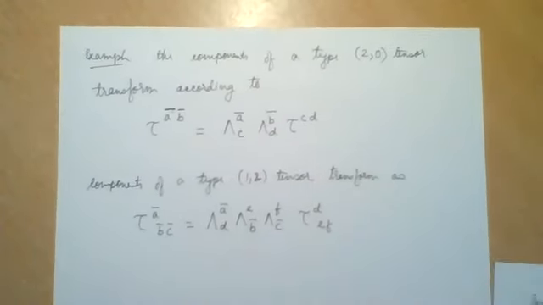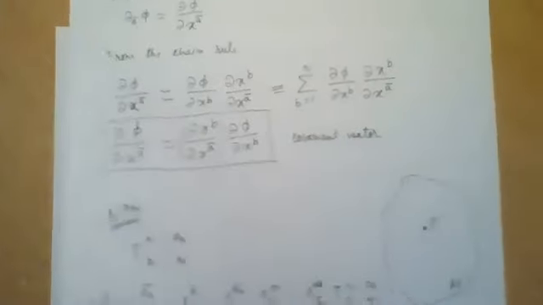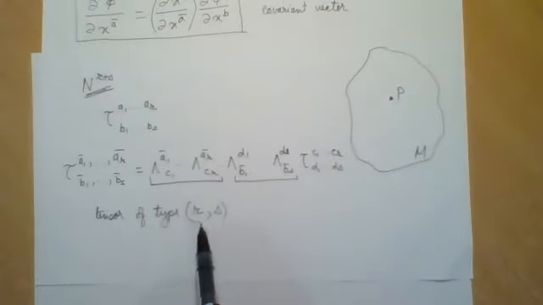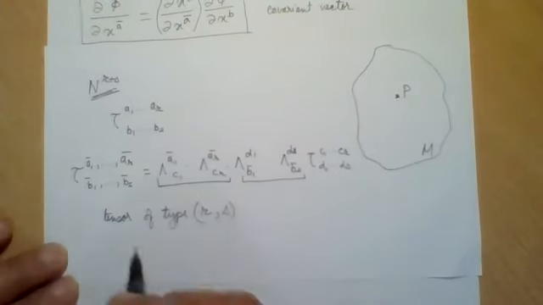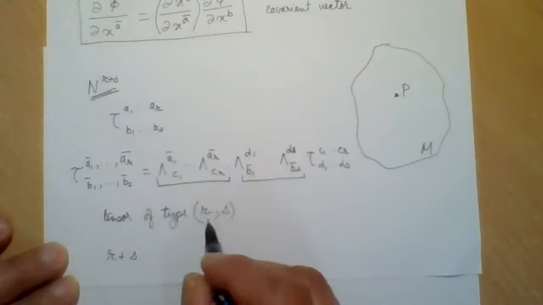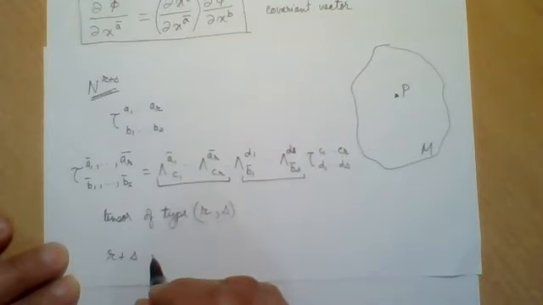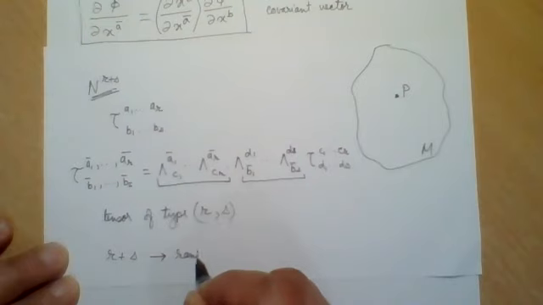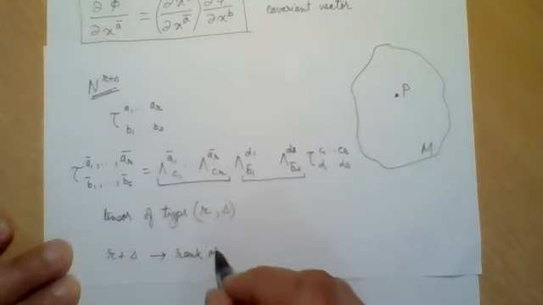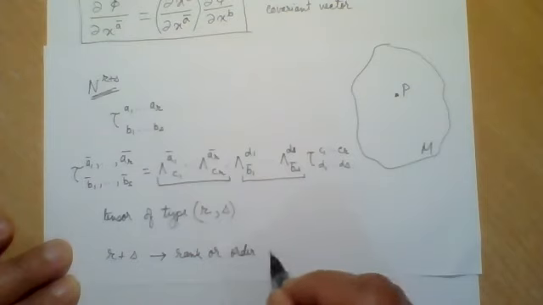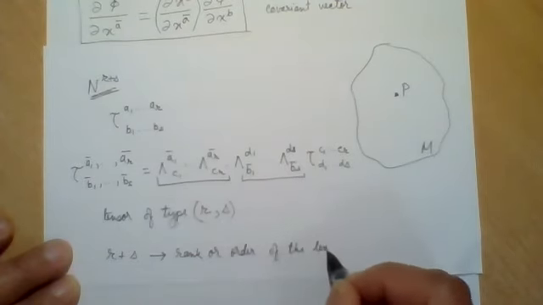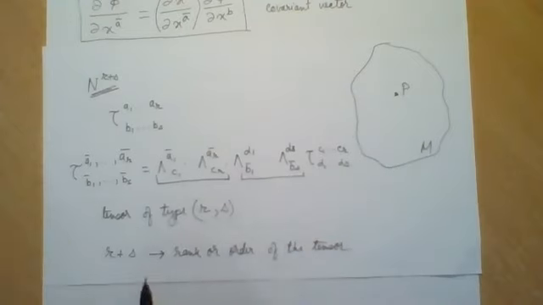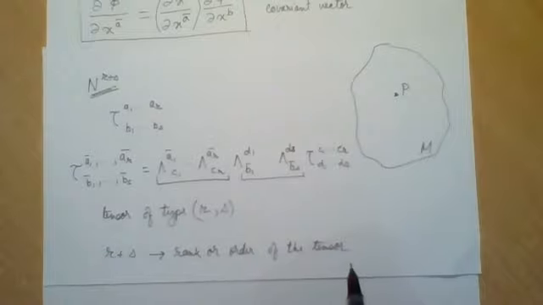In general, this is how the components of an r, s type tensor transform. R plus s is sometimes called the rank or order of the tensor. There we go.